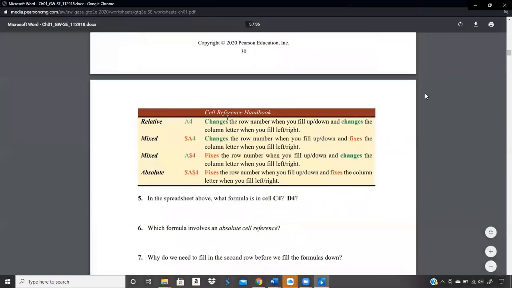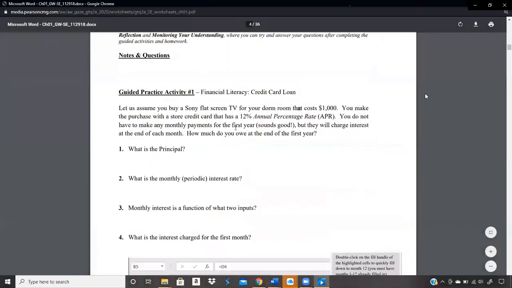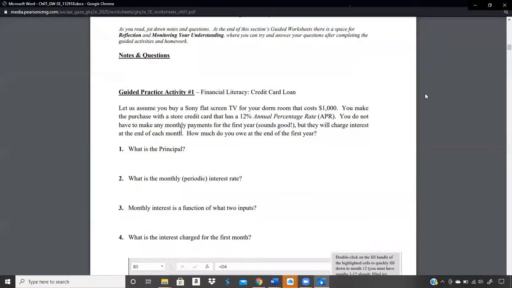This is going to be an issue that pops up while we're talking about it. So let's see what we got. Let us assume you buy a flat screen TV for your dorm room that costs $1,000. You make the purchase with a store credit card that has 12% APR. So that was kind of alluded to earlier. You do not have to make any monthly payments for the first year, which sounds amazing, but they will charge interest at the end of each month. So this is a pretty common, what do they call it?